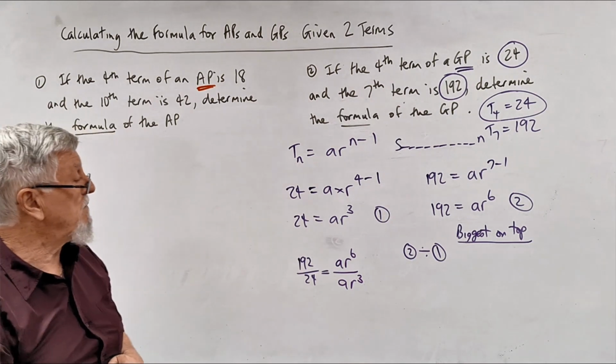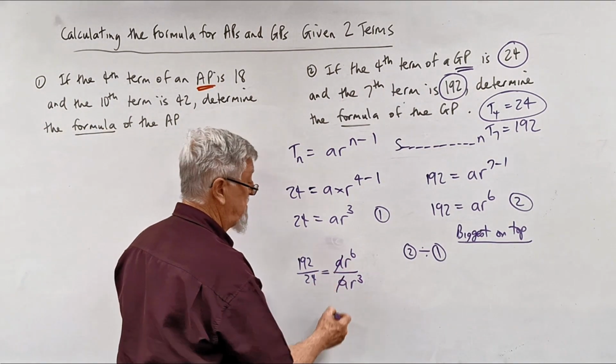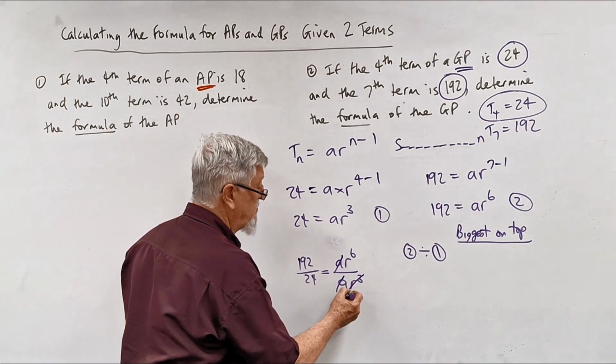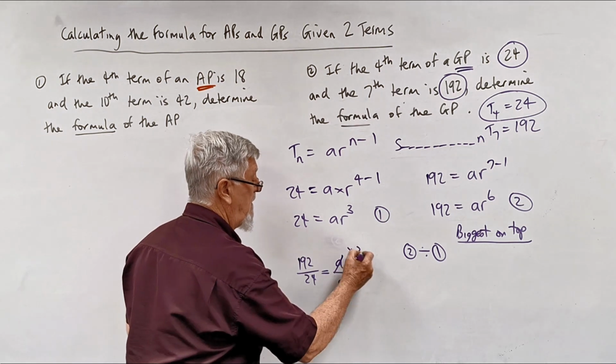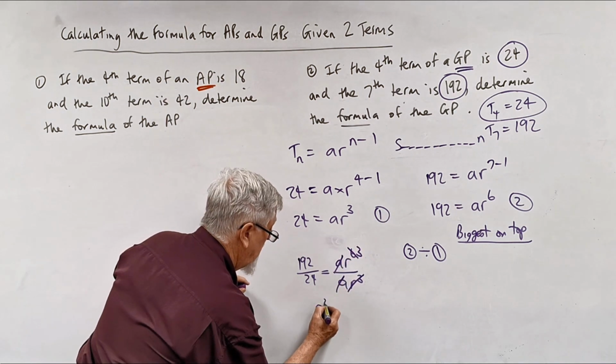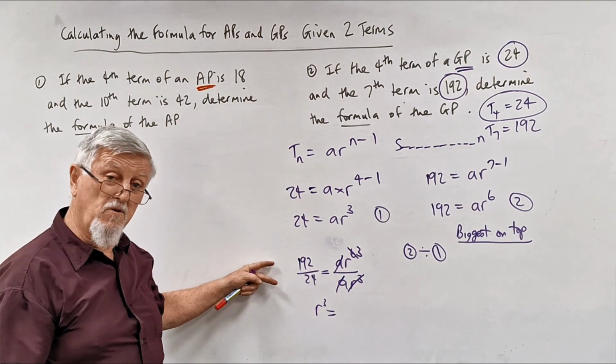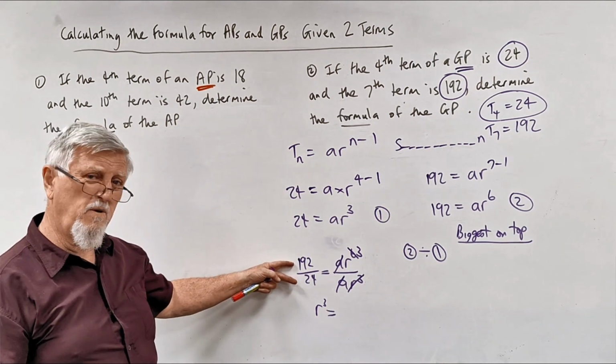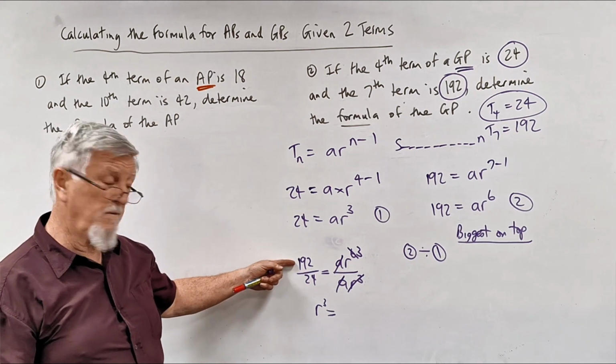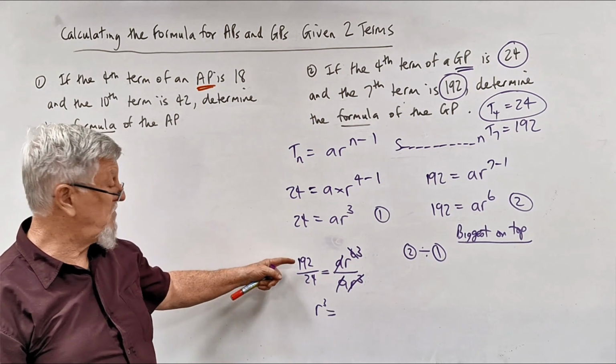Now most people are comfortable with that. They'll cross out the A's and they'll go 3 of the R's will cross out with 3 of those. And we're left with R cubed equals that. And this is where a lot of people come unstuck, especially in the non-calculator section. I do like to do it with evens. So would you be comfortable with dividing 192 in half?